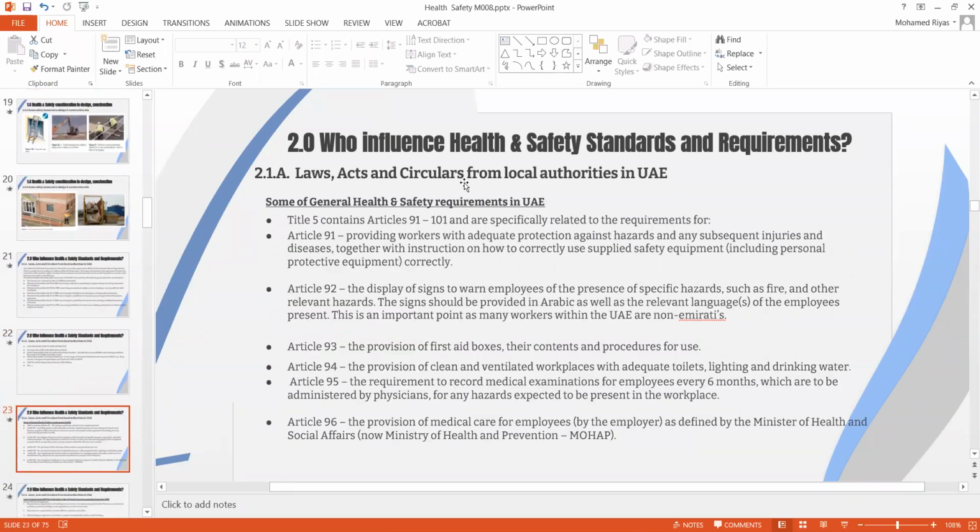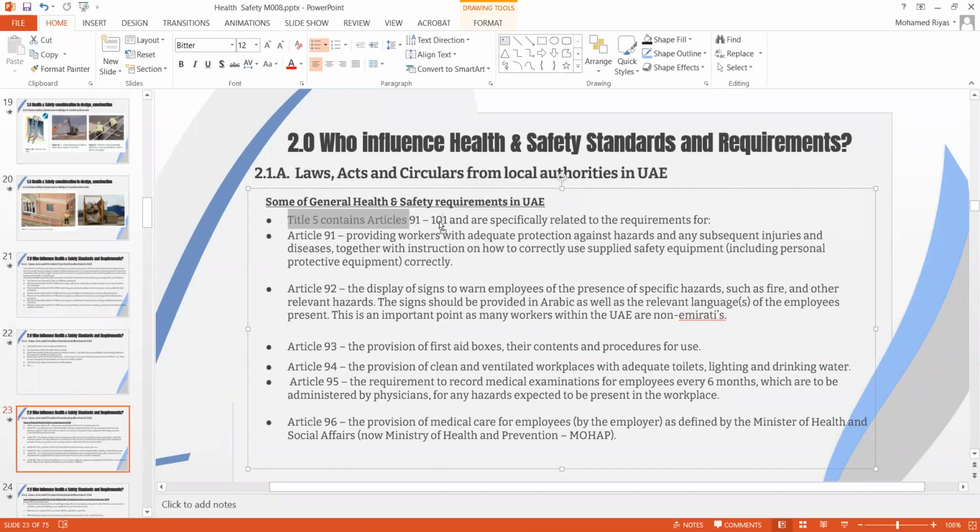Coming to the specific discussion on the health and safety requirements in the UAE, we'll go back to the labor law, in which Title 5 contains Articles 91 to 101, which specifically talk about the safety requirements for the industry. Article 91 provides workers with adequate protection against hazards. So the employer has to make sure they provide adequate protection against hazards and subsequent injuries and diseases.